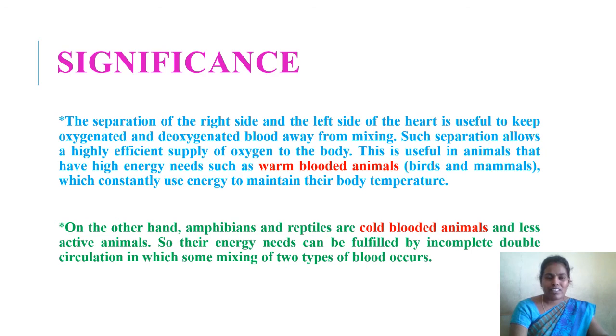Now let us discuss what is the significance of double circulation in organisms. Why do oxygenated blood and deoxygenated blood get separated in the heart? You all know that the right side of the heart purely contains deoxygenated blood and the left side of the heart only contains oxygenated blood. And why does it happen so?